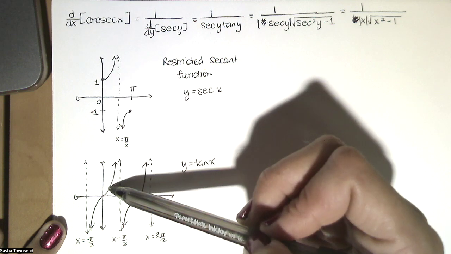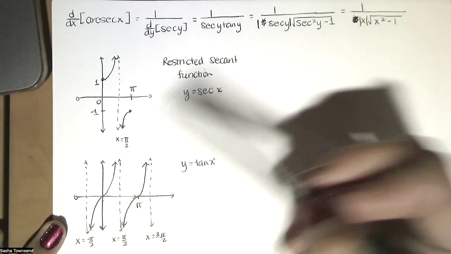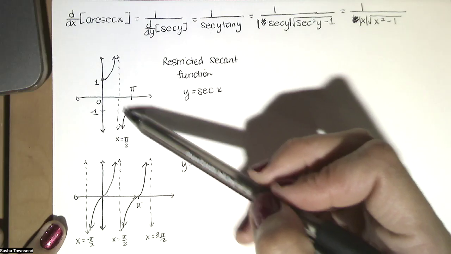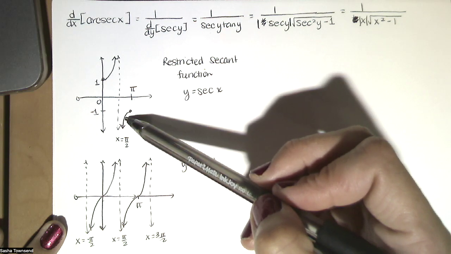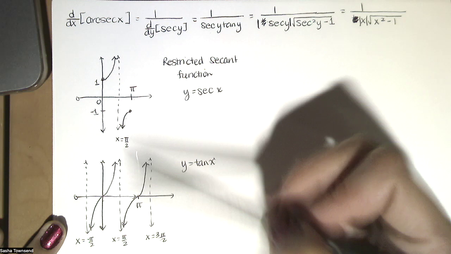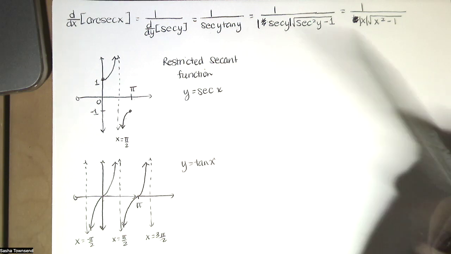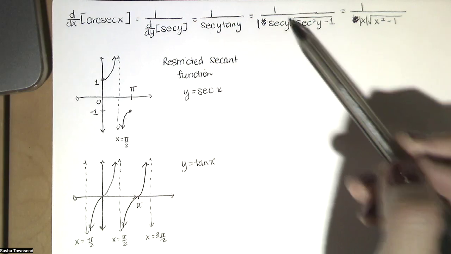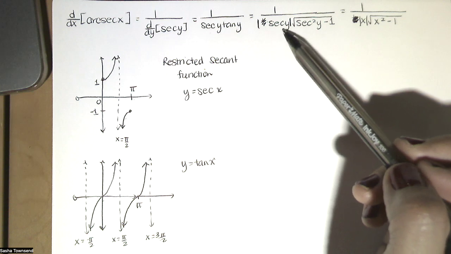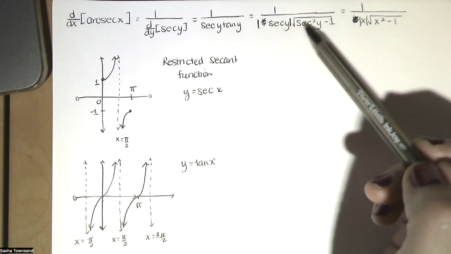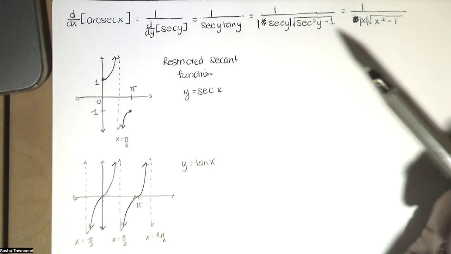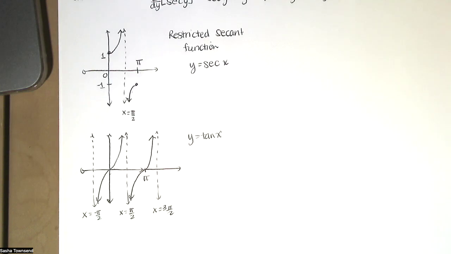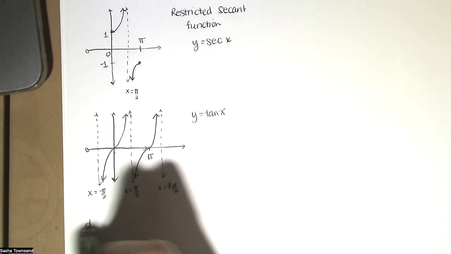Positive times a positive is positive. That makes this positive. Or looking at the y values on the next interval, we've got a negative for our secant values and a negative for our tangent values. A negative times a negative should be a positive answer as well. So we should get a positive answer from that secant of y. So that's why we need to take its absolute value. And that square root is always going to give us a positive answer. Okay, so that's arcsecant, derivative of arcsecant.